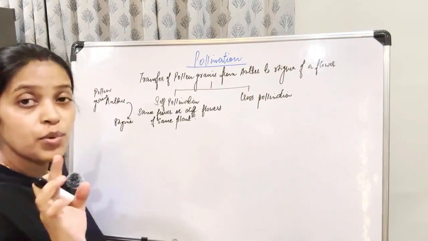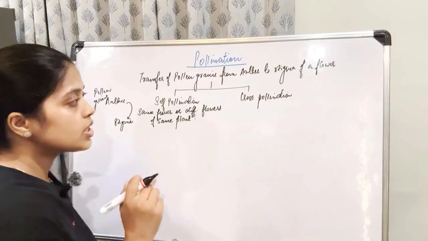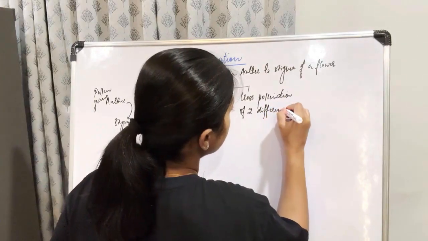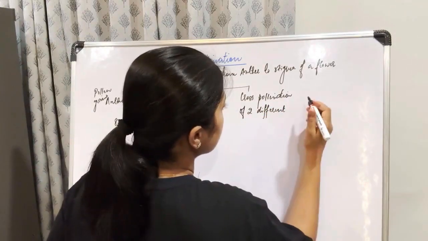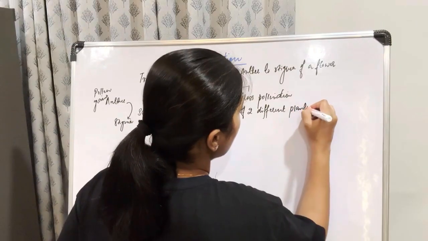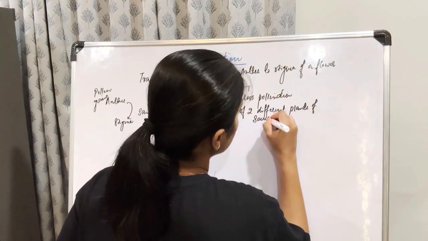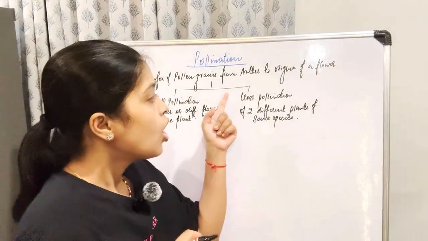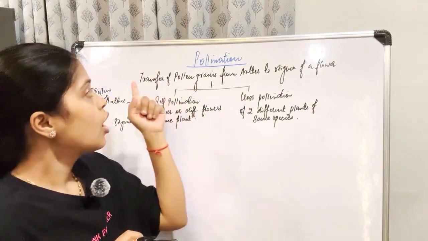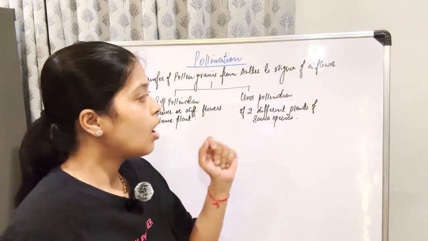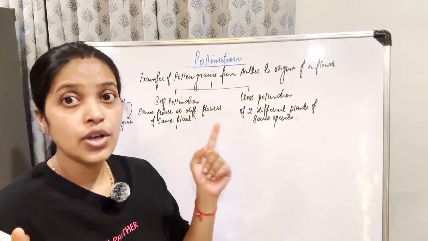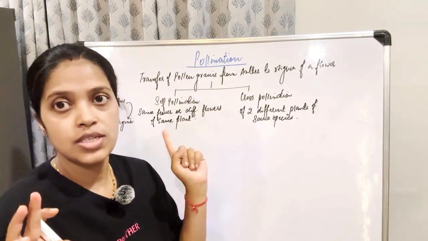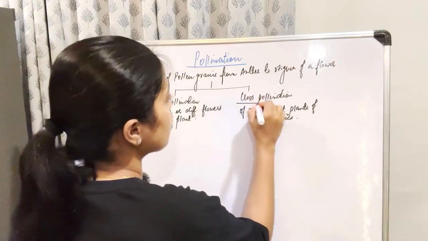That is the transfer of pollen grains from the anther to the stigma of two different plants of the same species. Let's understand. Cross pollination is the transfer of pollen grains from anther to the stigma of two different plants. So here the flowers are from two different plants but from the same species. Understood? That is called cross pollination.